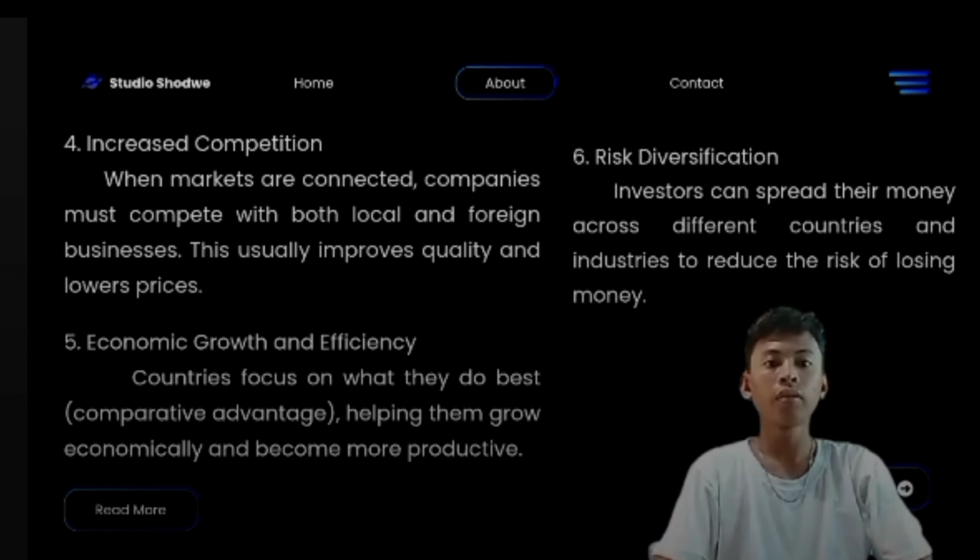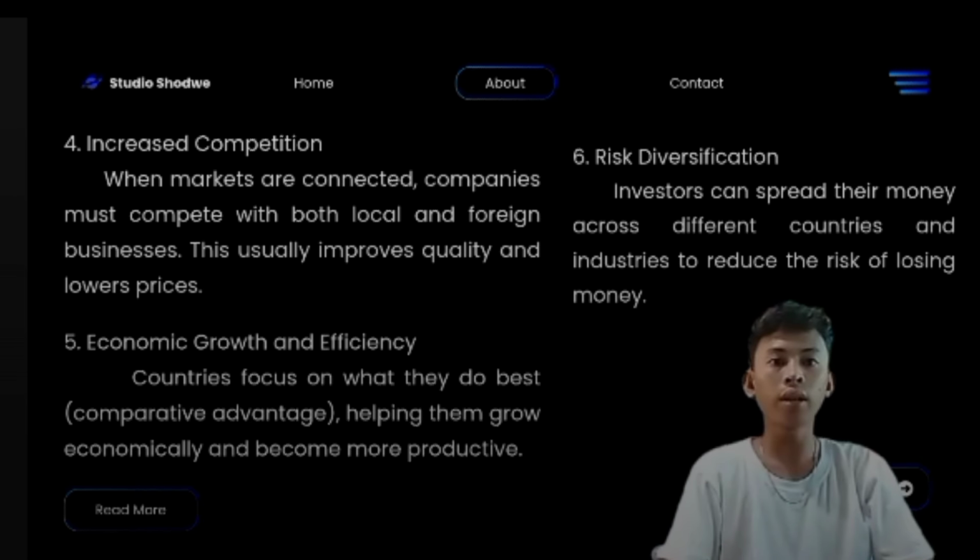Fifth, economic growth and efficiency. Countries focus on what they do best. Cooperative adjustment helps them grow economically and become more productive. Example, the Philippines may focus on BPO or call centers because of its English-speaking workers, while Japan may focus on technology and cars.